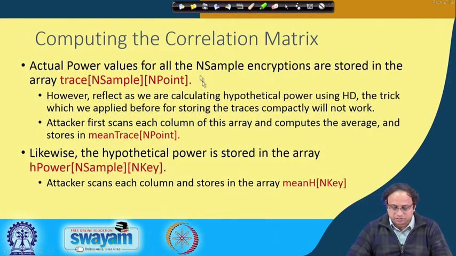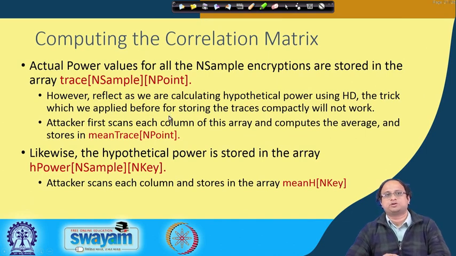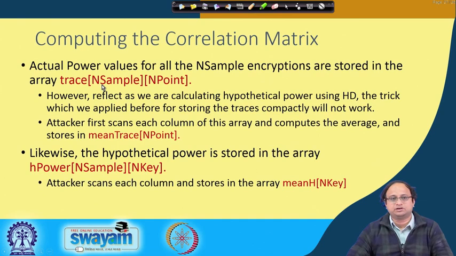we can go to the next step, which is computing the correlation matrix. Here you have the actual power values for all the n sample encryptions, stored in the matrix trace n sample endpoint, as we have seen. However, you should reflect on the point that we are calculating the hypothetical power using Hamming distance, and therefore the trick that we saw previously, when we were talking about the Hamming weight power model, will now not work. You cannot just store based upon only a byte. And that is why you probably need a bigger data structure. So, let us use again all the n sample points.